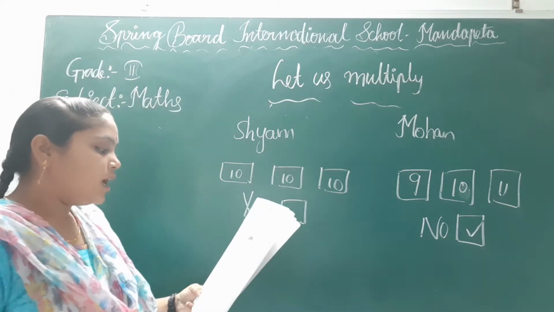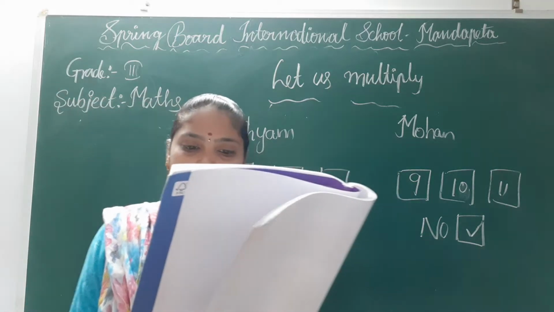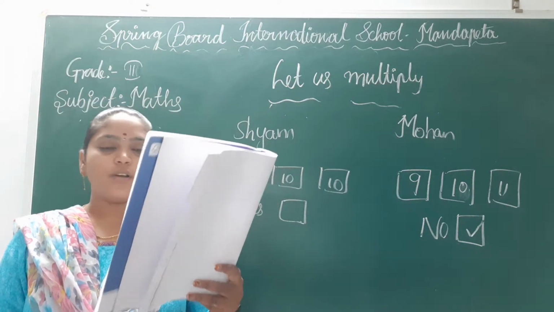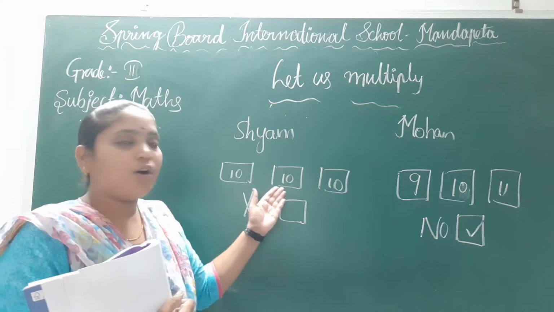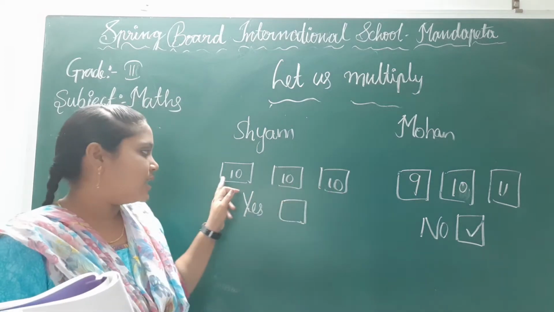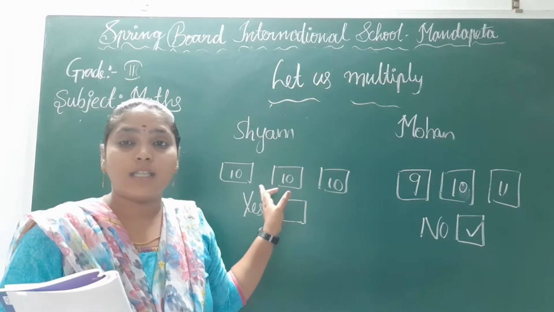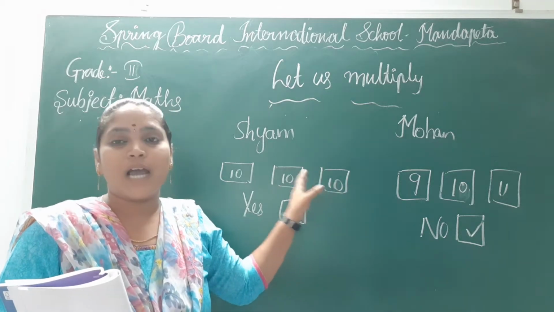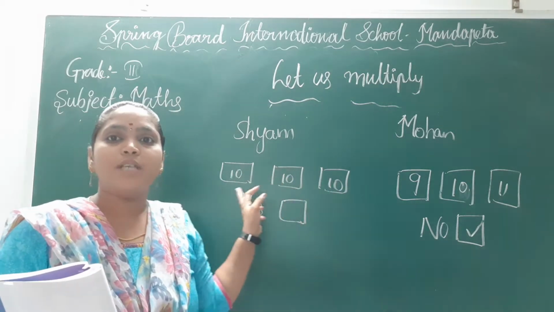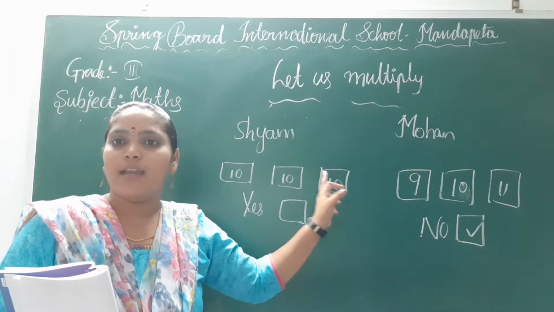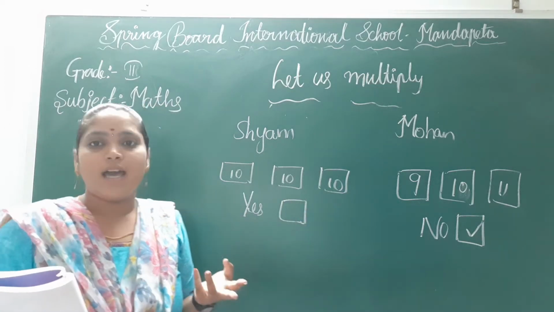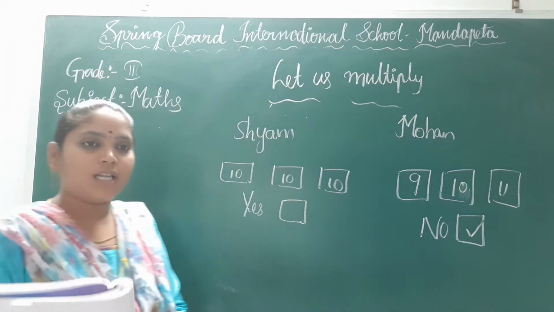So here, children, can you skip count in tens to get the total number of books of Shyam? Here the skip count is used. Yes, here the 3 groups are equal groups: 10, 10, 10. So 3 groups of 10 is 30. So here skip counting is possible.